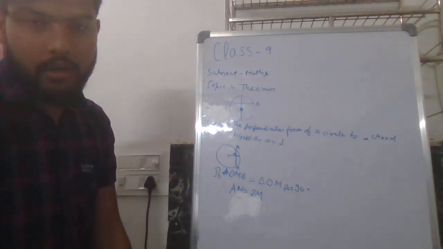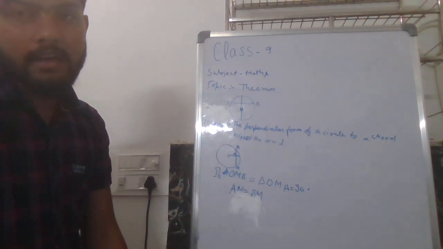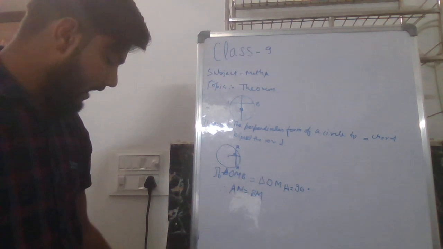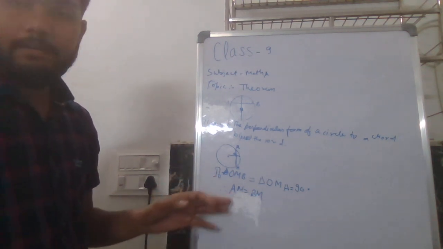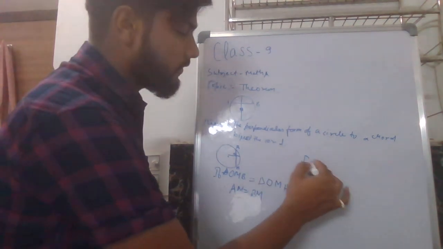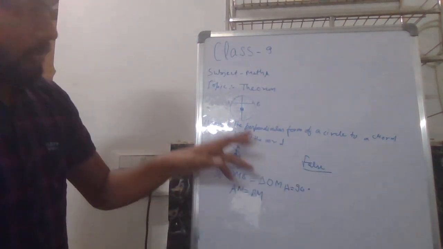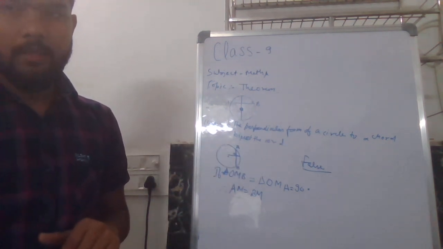Again I have a statement for you: a chord will be bisected by an acute angle from the center of the circle. Here we can see that the statement is false, because it will intersect at the middle of the chord. So the statement is false. Let's move further.